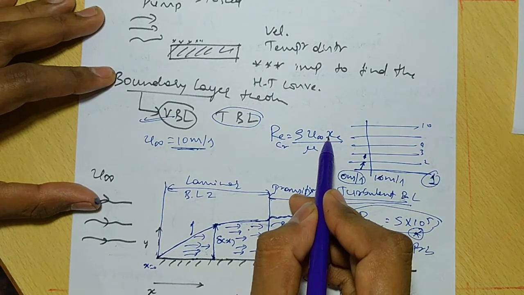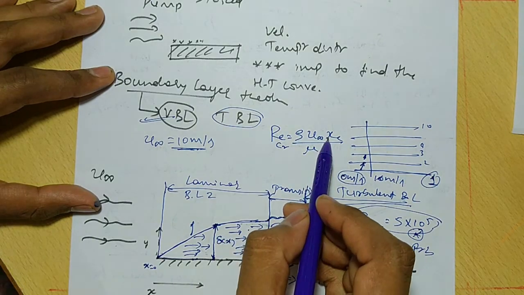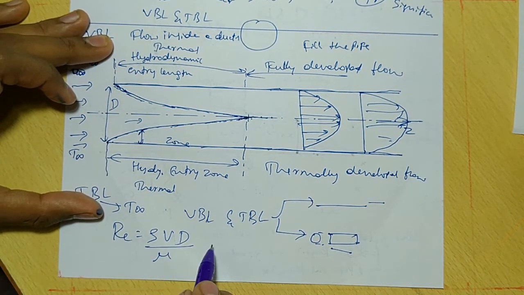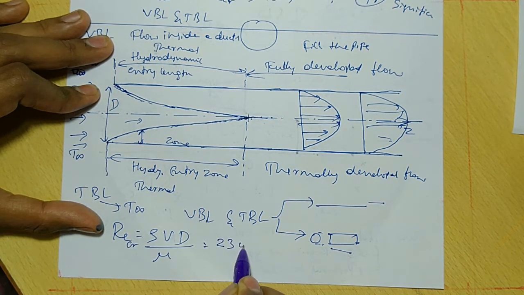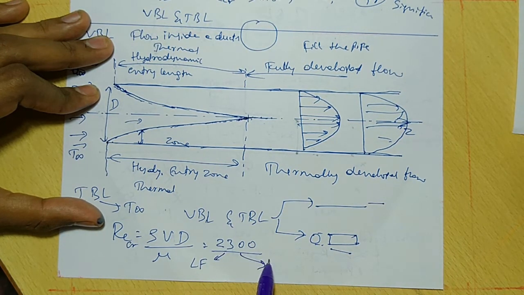For a flow over a plate, what do we take as the length? For flow over the surface, we take this as the length. For a flow inside a duct, you take the diameter. Here the critical Reynolds number, in most of the cases, we take as 2300. If the Reynolds number is less than 2300, we call it laminar flow. If it is greater than 2300, we call it turbulent flow in a duct.